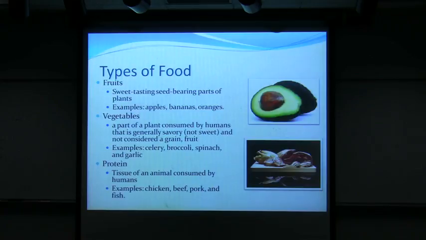And then we have protein, which is mostly meat, actually. So a good source of protein would come from meat. And meat is just a tissue of an animal consumed by humans. Examples: chicken, beef, pork, and fish. These are all good sources of protein.